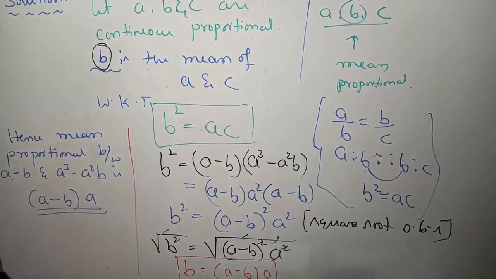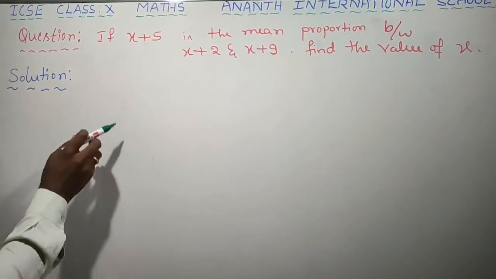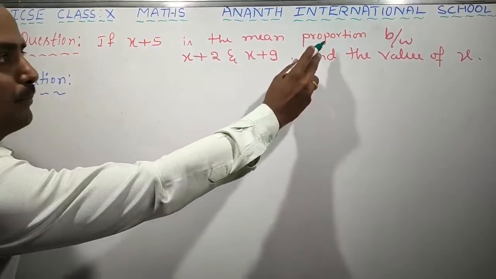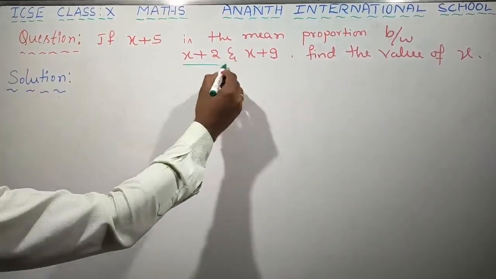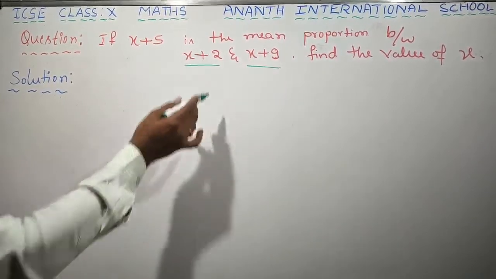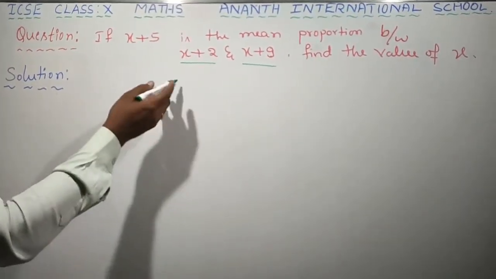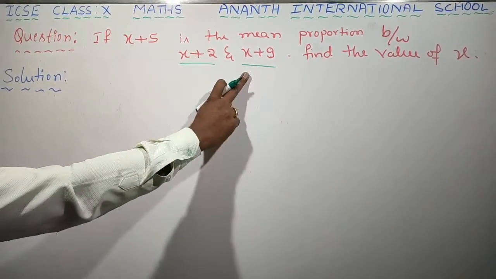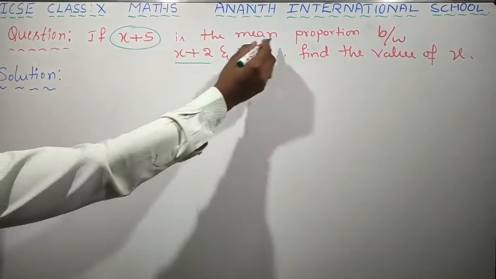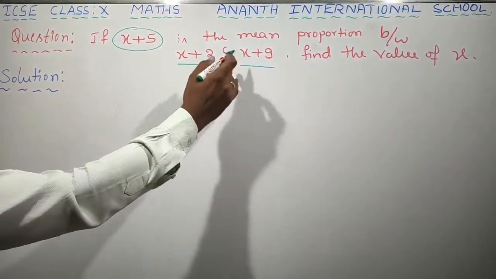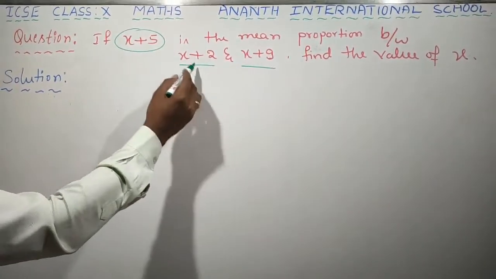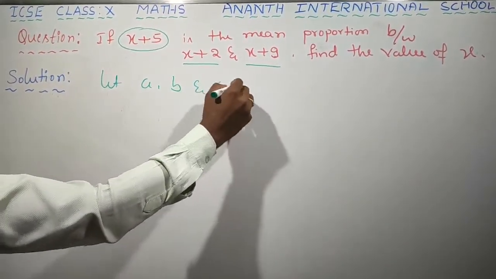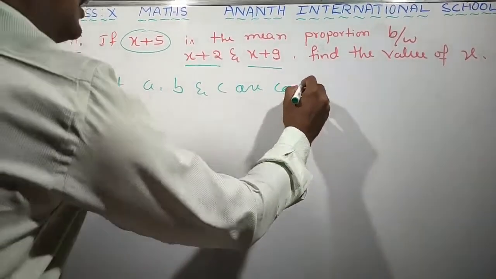Similarly, you should practice. Now, children, I am reading one more question. If x plus 5 is the mean proportion between x plus 2 and x plus 9, find the value of x. Where is x? X is the algebraic term of the given terms, children. Here x plus 5 is the mean proportion between these two. Mean proportion means there are 3 terms. Consider A, B and C are in continuous proportion.